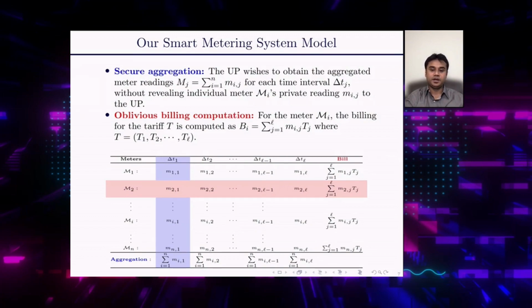The first is secure aggregation, where we can view the smart meter energy consumption data as time series data. Suppose we divide the day into L intervals, and for each interval, the smart meter produces a value. For example, smart meter 1 produces these L values, M11, M12, up to M1L. There are multiple other meters producing values at each time interval, and the utility provider is interested in knowing the sum of these values, which is in this column if we view it in the form of a matrix. So this is the aggregation.